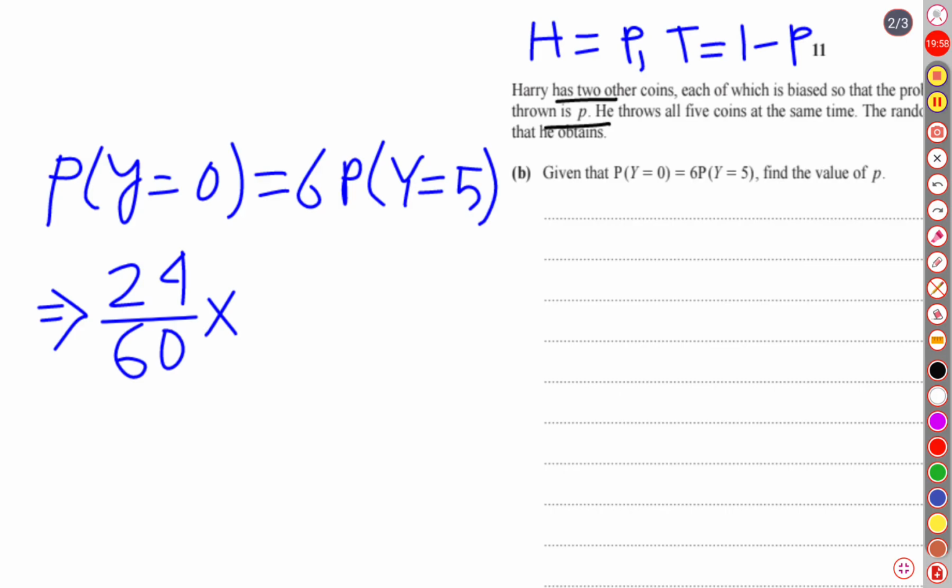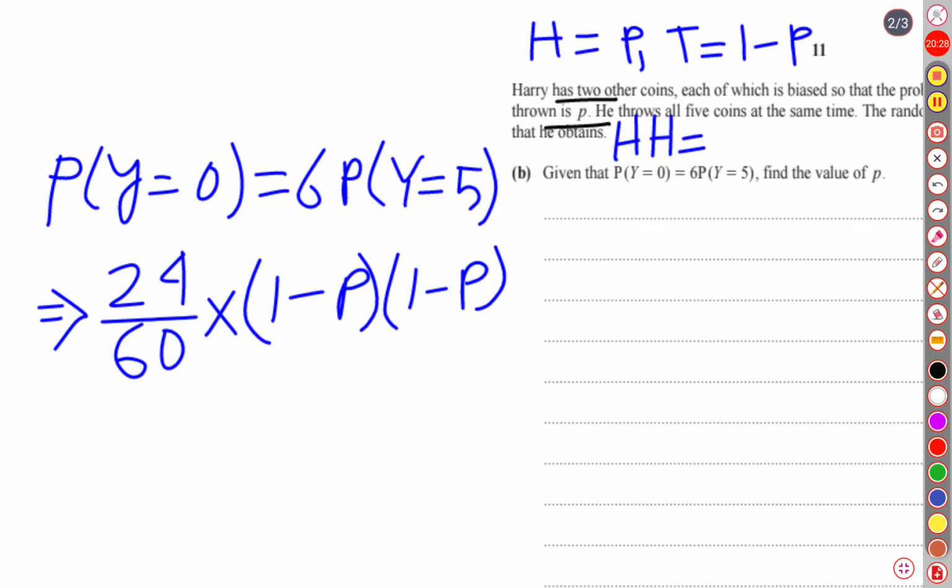So the probability of H is p and the probability of tail is 1 minus p. Now the question is, both of them are tails. If there are two tails, what will happen? For one tail, it is 1 minus p. As there are two tails, it is 1 minus p again, isn't it? I think you have understood. H is equal to p, so if both are heads, it is going to be p into p, meaning p squared.